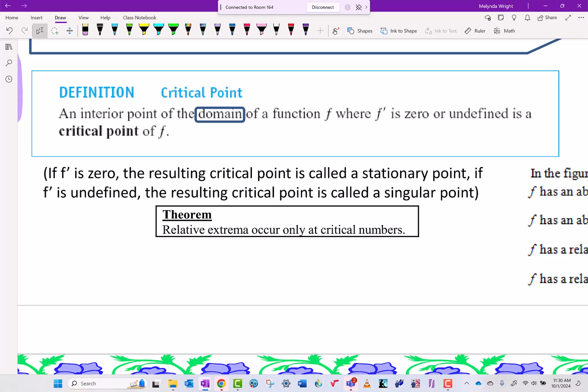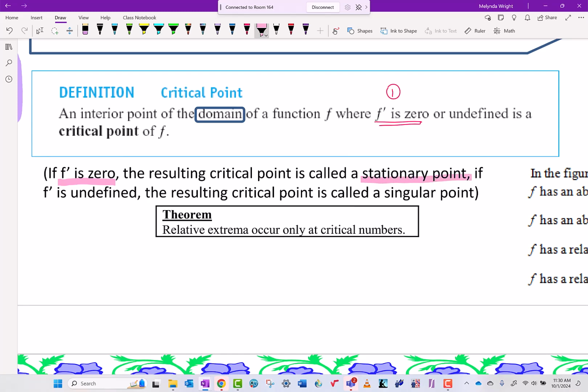Okay, one other concept to look at is the concept of critical point. It's pretty important. Critical points are important. And I put a little box around domain because in order to qualify as a critical point, it has to be in the domain of the function. It has to be. And we'll talk about that with an example in just a moment. Now we have two kinds of critical points. We have where f prime is 0. When f prime is 0, this is called a stationary point.